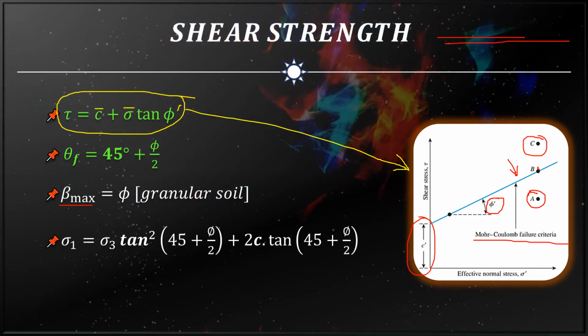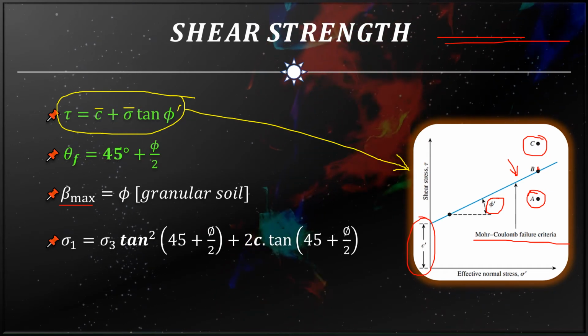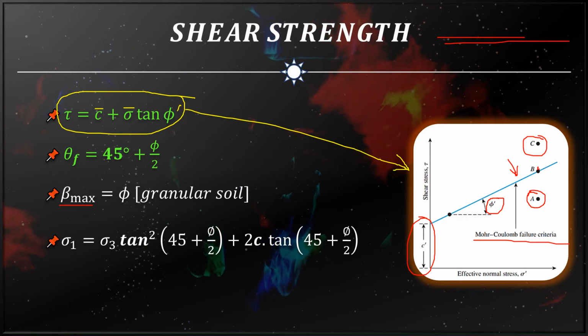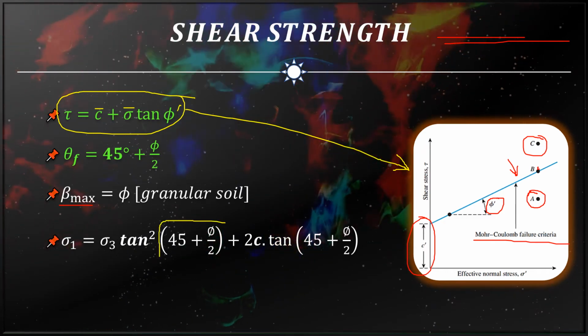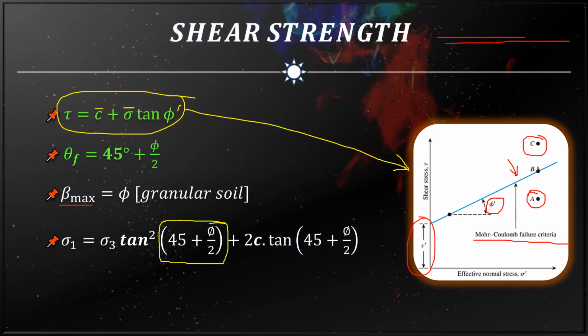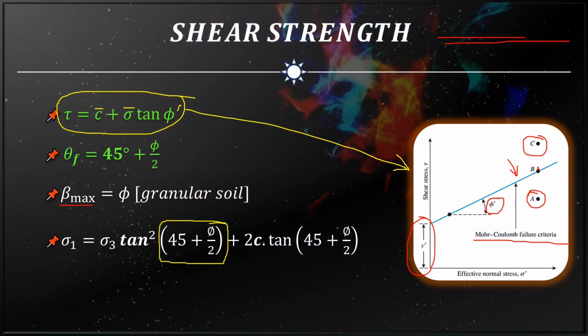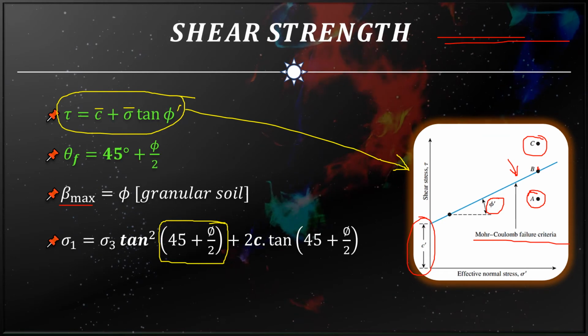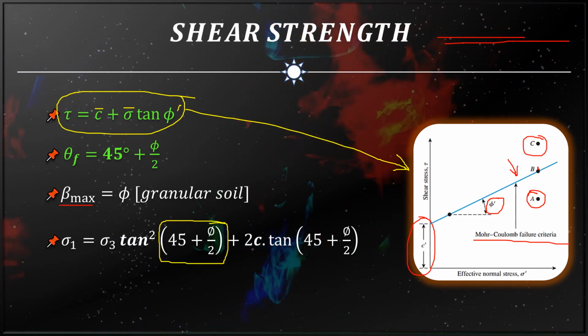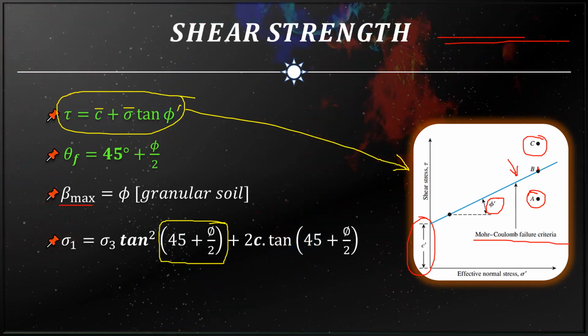And this formula is the basic and important thing regarding plastic equilibrium condition. Sigma 1 is equal to sigma 3 tan square (45 plus phi by 2). What is 45 plus phi by 2? It is the angle of failure plane, tan square theta f or alpha f, anything. So sigma 3 tan square (45 plus phi by 2) plus 2c tan (45 plus phi by 2). This is called the plastic equilibrium condition.